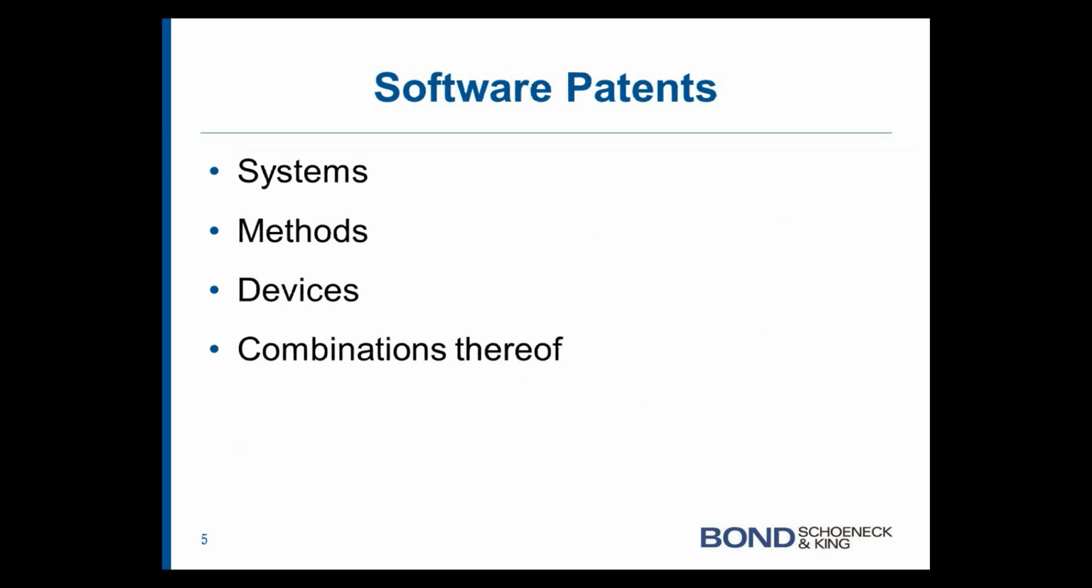So software patents. Software patents can cover systems of computers, for example, computers that are connected to one another and transfer information back and forth from one another. They also can cover methods of doing computers doing things. They can cover different computing devices and combinations of the above three things.